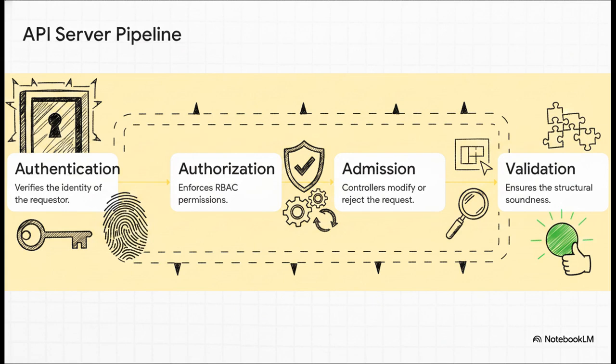Before your request is actually accepted, it has to run this exact pipeline gauntlet through the API server's internals. First up, authentication. Essentially, are you who you say you are? Second is authorization, usually relying on RBAC, asking, do you actually have the permissions to pull this off? Third, the admission controllers step in, and these are powerful. They can modify or just flat out reject your request based on cluster policies. And finally, validation. This just makes sure your request is structurally sound. It's only after surviving this entire pipeline that your request finally gets the green light.